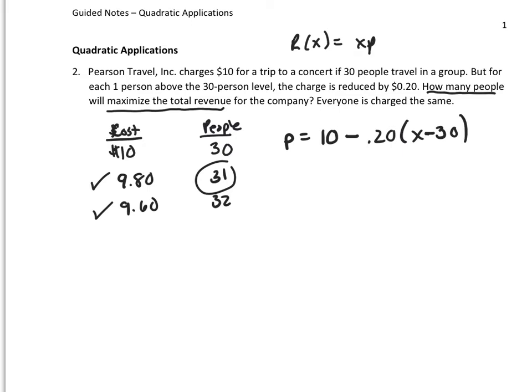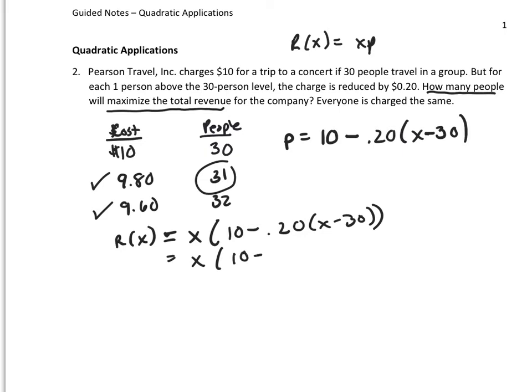So that's what I'm trying to figure out. But I want to maximize revenue. And my revenue equation will be X times P. X times P, and P is 10 minus 0.2 times X minus 30. So that's X times 10 minus 0.2X, and a negative 0.2 times a negative 30 is a positive 6. So this is X times 16 minus 0.2X. That's right. So that's going to be 16X minus 0.2X squared.